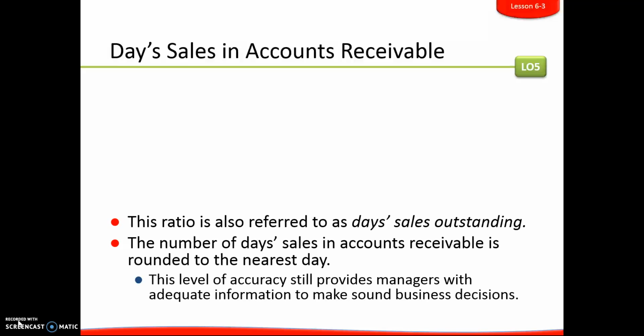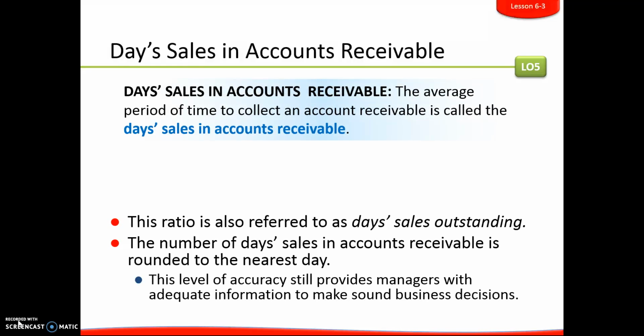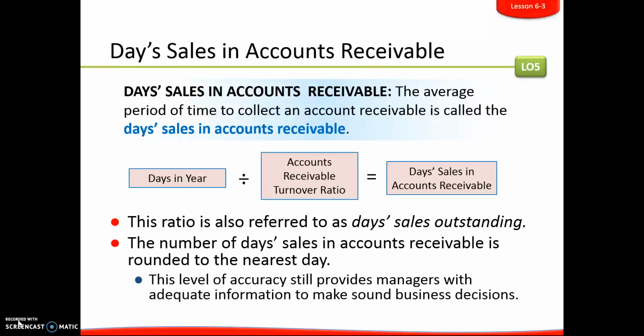Now, another ratio we're going to look at is something called the days sales in accounts receivable. This essentially tells us the average period of time that it takes us to collect an accounts receivable. That is where we take our days in a year and divide by our accounts receivable turnover ratio. So you have to do the accounts receivable turnover ratio first before we can do this, and then that's going to give you your days sales. Sometimes it's referred to as days sales outstanding because that's essentially what it is. It's how many days outstanding our accounts receivable is.